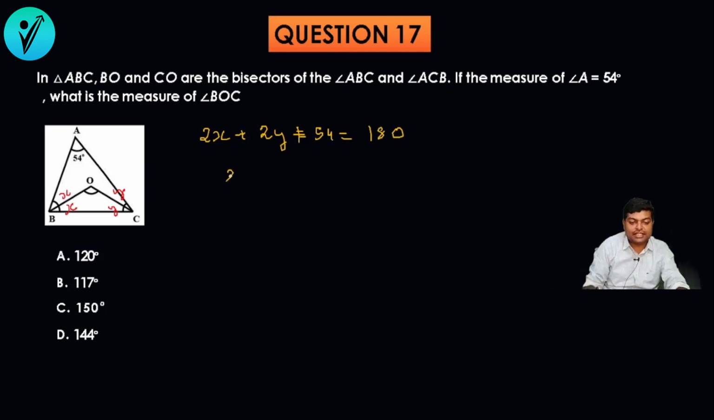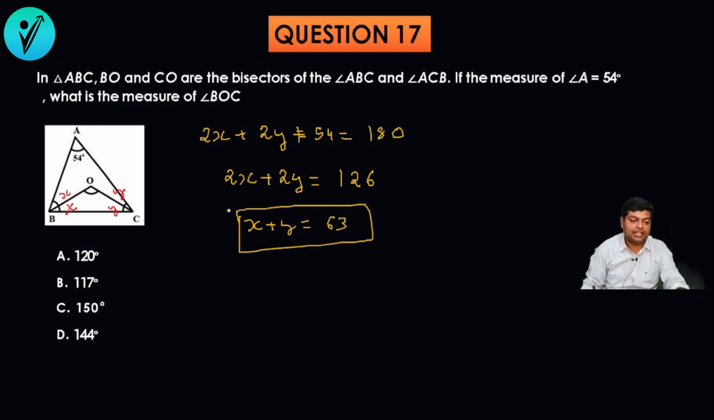Let's simplify it. 2x plus 2y is equal to, if you subtract 54 from 180, 126, I guess, right? So the value of x plus y we will be getting is 63. Now in this triangle BOC, the angles will again add up to 180 degrees. X plus y plus, suppose this angle is Z. X plus y plus Z is again 180 degrees. We know that x plus y is 63. Replace it here: 63 plus Z is equal to 180 degrees, right? So when you solve it, you'll get the value of Z as 117 degrees. Again an easy question, not a difficult one at all.